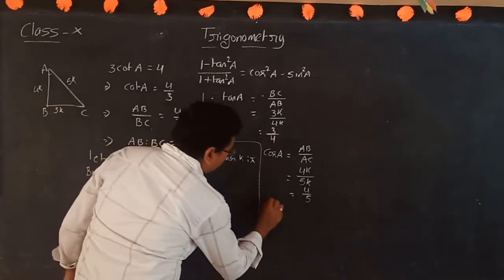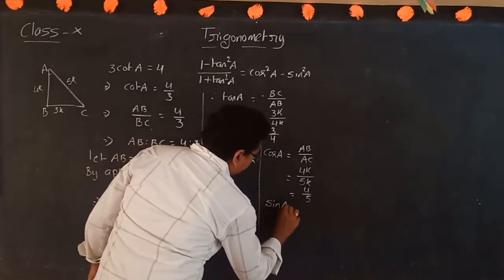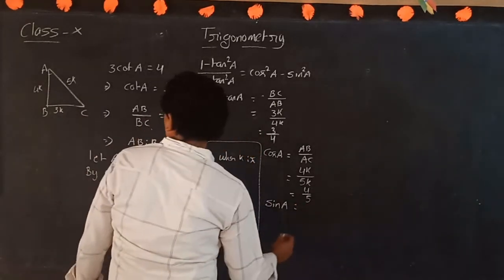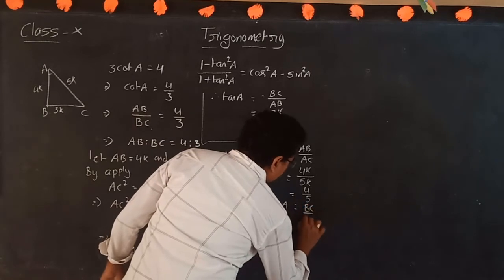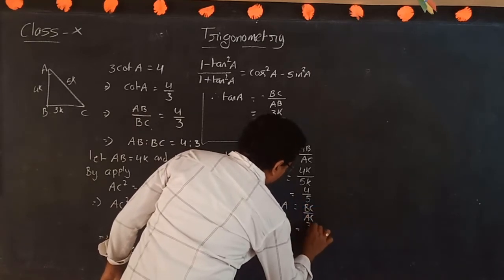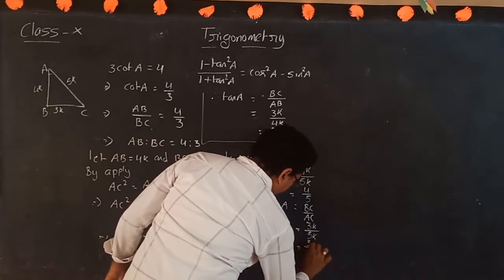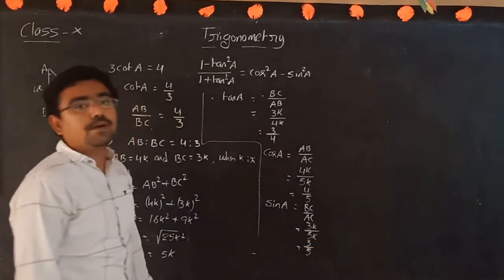Then one more ratio we need, sin A. So sin A, what is that? Opposite by hypotenuse. BC by AC. 3K by 5K. K will cancel. 3 by 5.